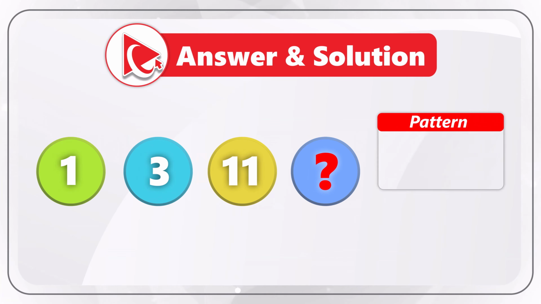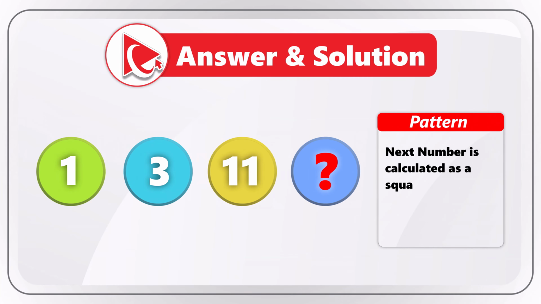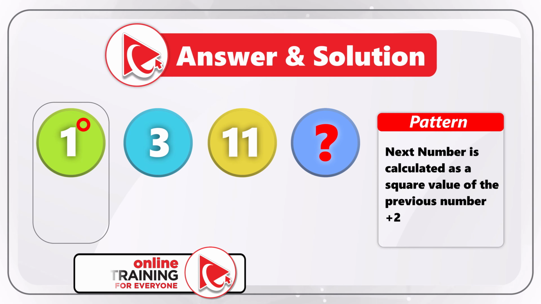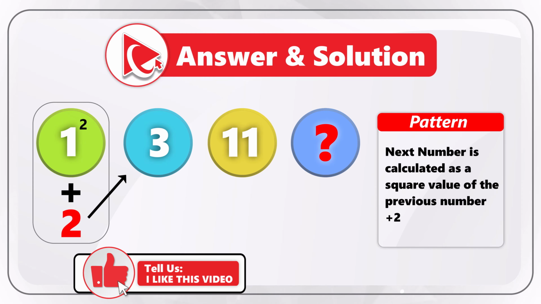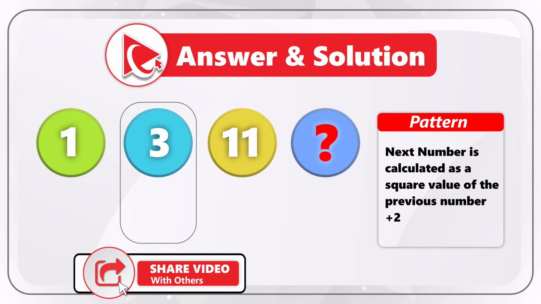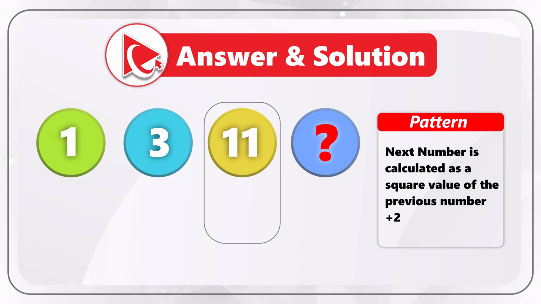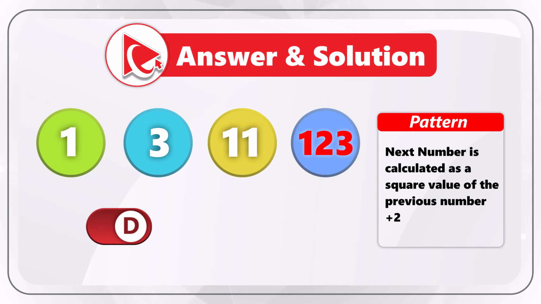And the pattern here is that the next number is calculated as the square of the previous number plus 2. Let's look at the example. The first number is 1. 1 squared plus 2 equals 3. Then comes the next number, which is calculated as 3 squared plus 2, which equals 11. So the missing number calculation would be 11 squared, which equals 121, plus 2, which equals 123. So the correct answer here is choice D, 123.